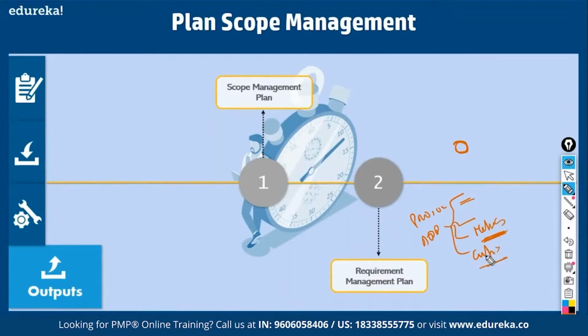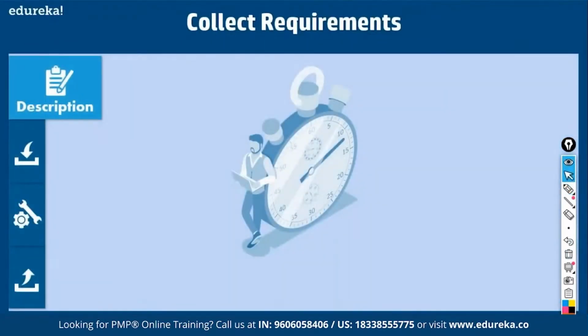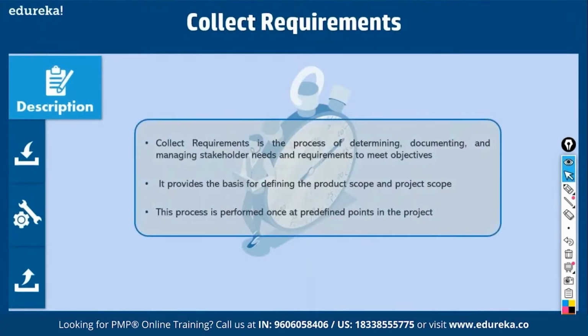So these are all the things you have in a requirements management plan. So you have to come up with a scope management plan and a requirements management plan. Fine. So now we're going to the next process, that is collecting requirements. So what do we do here? What is a requirement actually? Requirements determine, document, and manage stakeholders' needs in relation to a product.